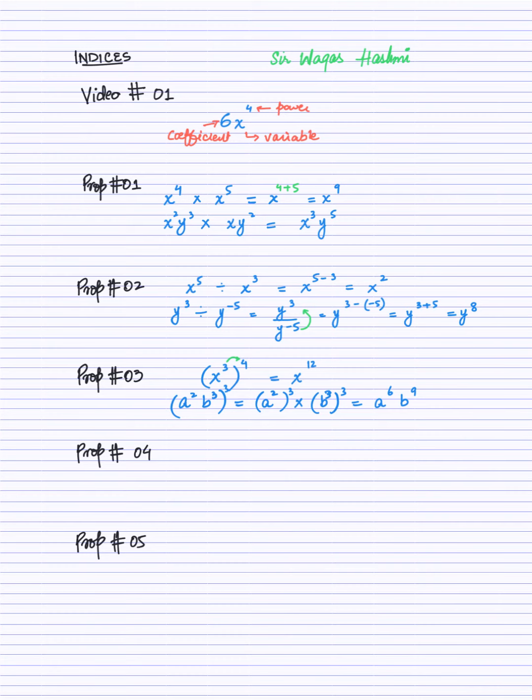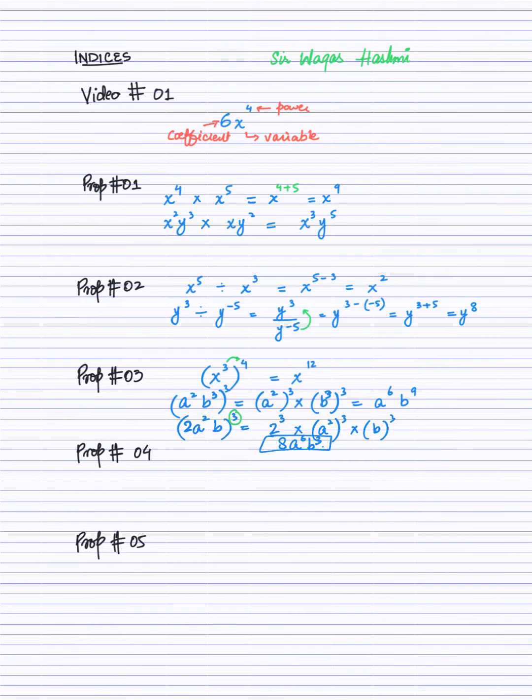Similarly, if you say 2a square b, whole power cube. Now that power 3 outside the bracket applies to all these three terms. So if I write it separately, it will be 2 to the power 3, multiplied by a square, whole power cube, multiplied by b, whole power cube. So now 2 cube is 8, a to the power 6, since power multiplies with power, and b to the power 3, since 1 times 3 is 3. So that is your answer.